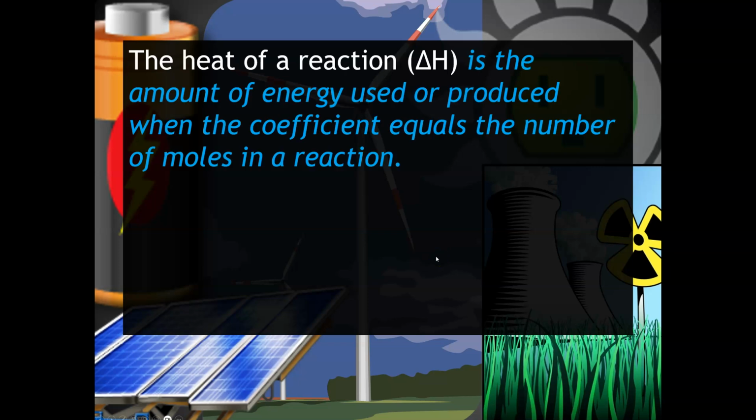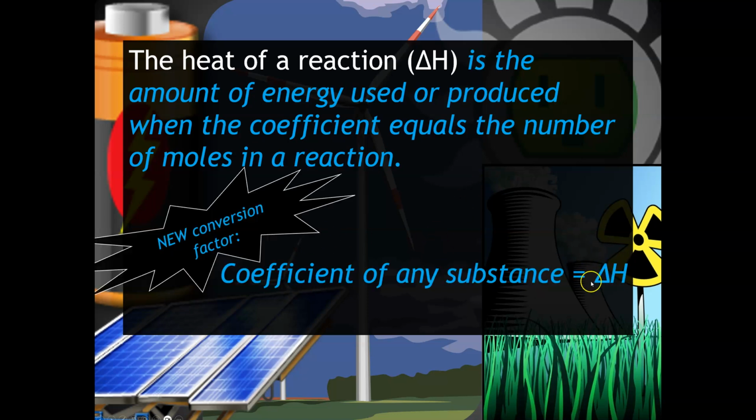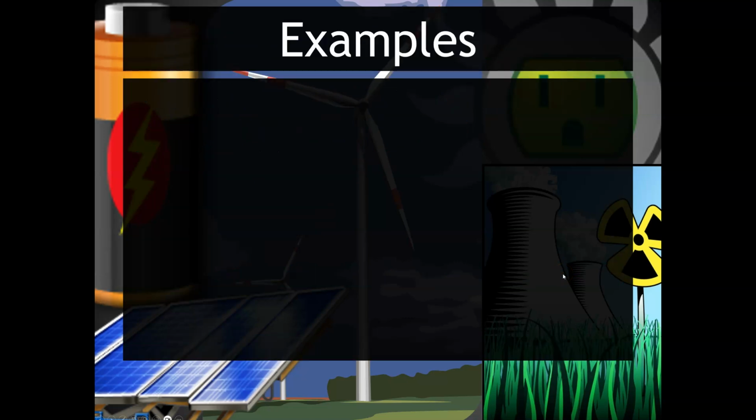So the heat of reaction is the amount of energy used or produced when the coefficient equals the number of moles in a reaction. So we want to talk about this in terms of moles, or the coefficient. Generally the coefficient of any substance is equal to delta H. So this is called our new conversion factor, and I'm going to be explaining that here in just a bit. So here's a couple of examples.